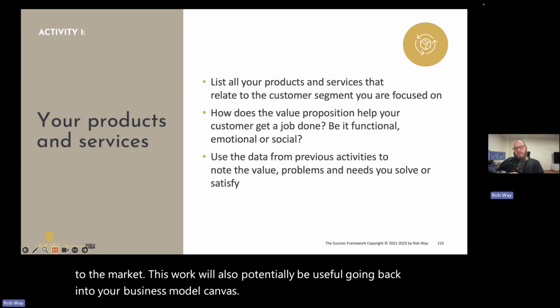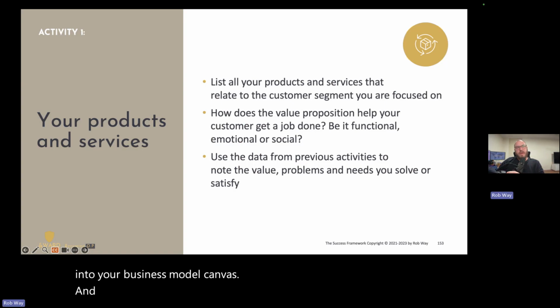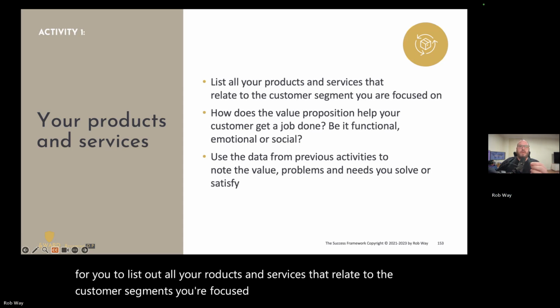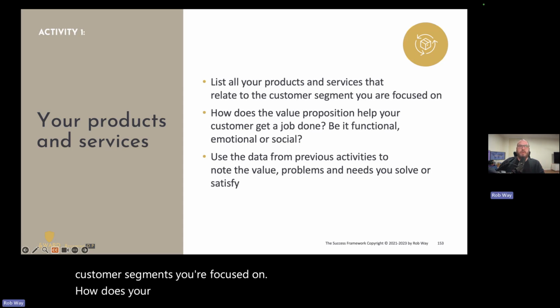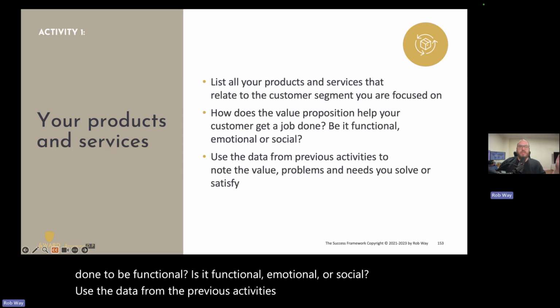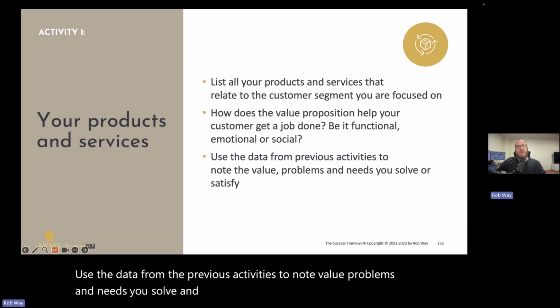And so the question I have for you, or the activity I have for you, is for you to list out all your products and services that relate to the customer segments you're focused on. How does your value proposition help your customer get their jobs done to be functional? Is it functional, emotional, or social? Use the data from the previous activities to note value, problems, and needs you solve and satisfy.